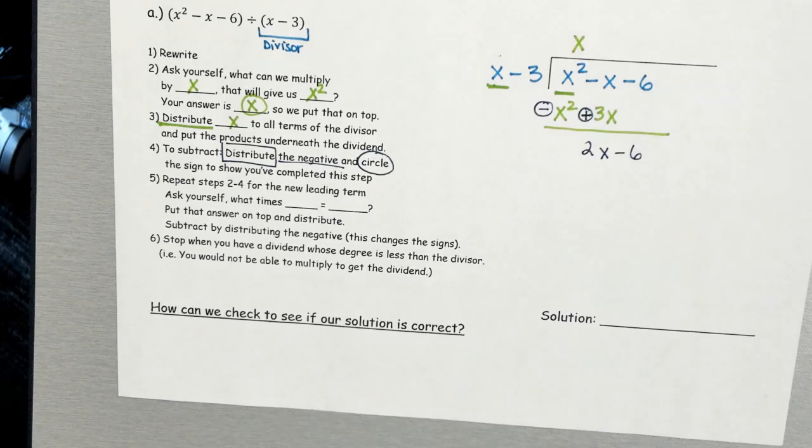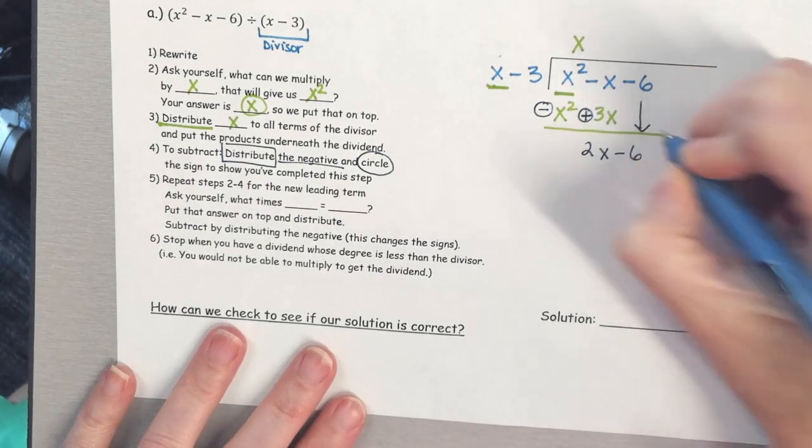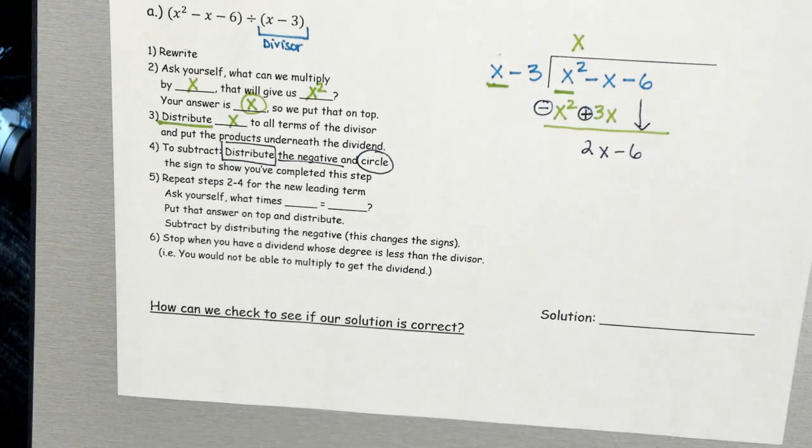Okay, and then once you do that, you just drop that negative 6 right down. Just like when we did this, we drop down the 2. Just like when we did our warm-up, we drop that down. Okay, and then guess what? The process starts all over again, right?